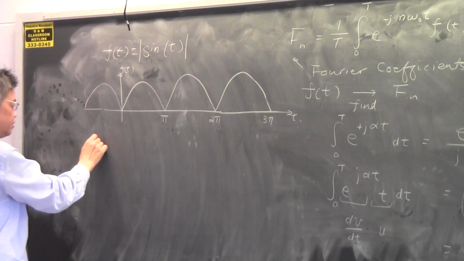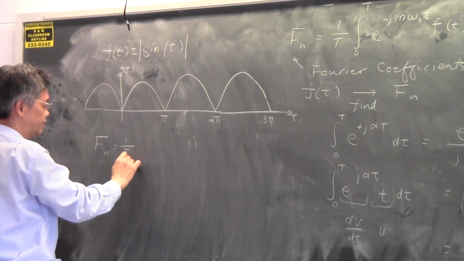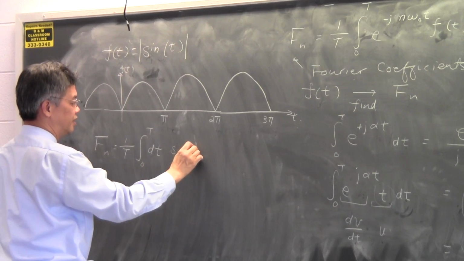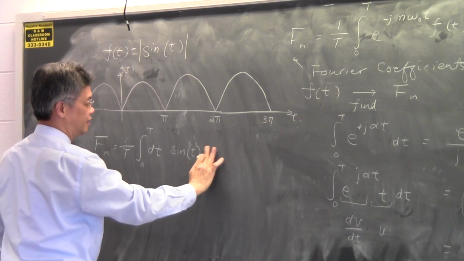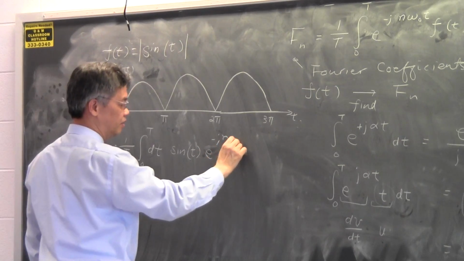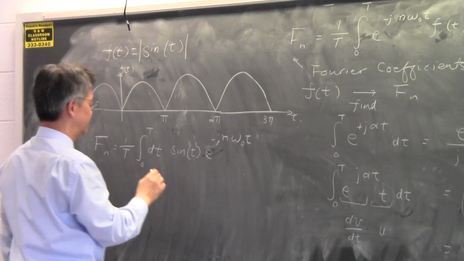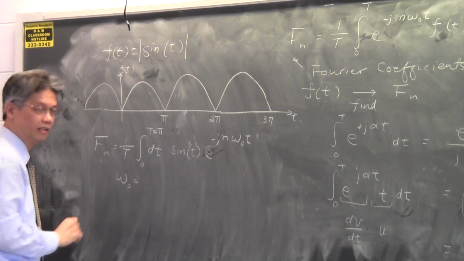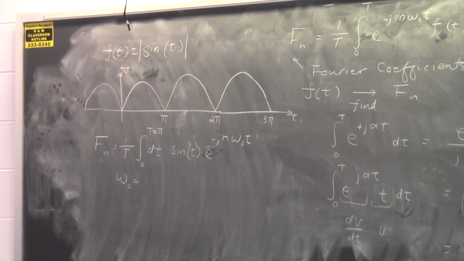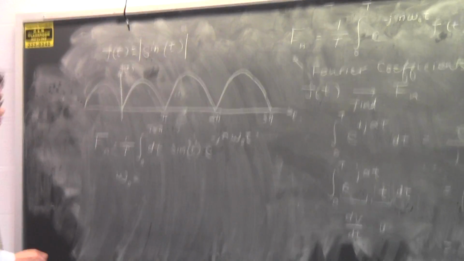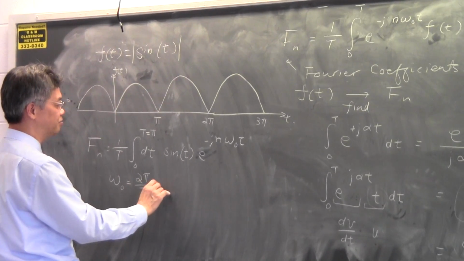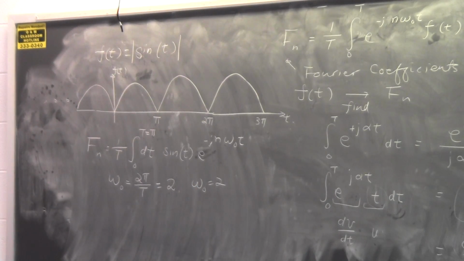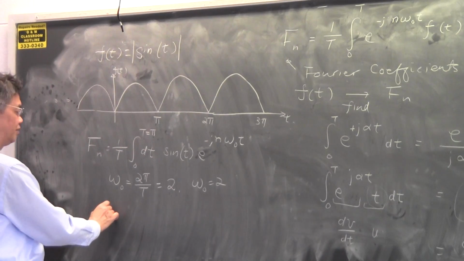So we can find the coefficient f sub n to be 1 over T, integral from 0 to T dt, sine of t, e to the minus j n omega naught t. And then my T is pi. My omega naught should be what over here? What should I use for omega naught for the period of this one? 2 pi over T, right? 2 pi over T, but T is pi itself, so this is 2. Omega naught equal to 2. Then let's substitute in and do integration.